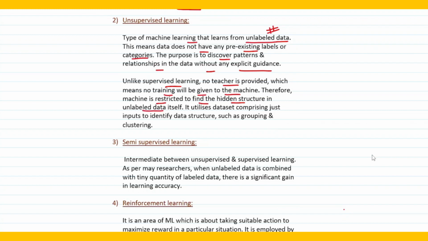So it has to find its own hidden structure, or the basic premise, as far as the unlabeled data is concerned. It utilizes a data set comprising just inputs to identify data structure such as grouping and clustering. So it utilizes a data set which comprises inputs to identify the data structure such as grouping and clustering. The two things that are utilized are grouping and clustering, right?